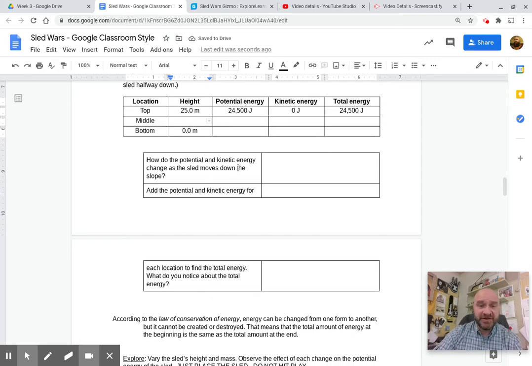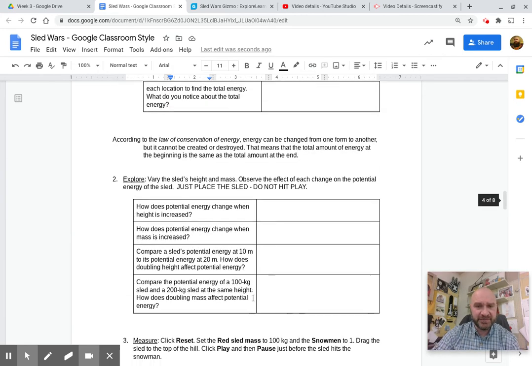How does the potential energy in another case? So you can answer these questions once you've filled out this chart. Okay, good.